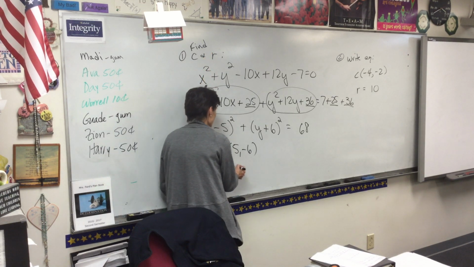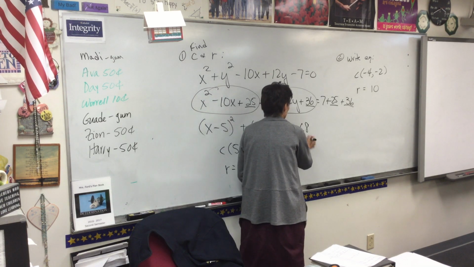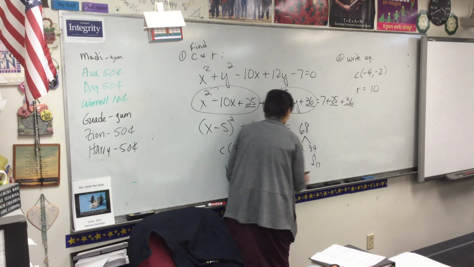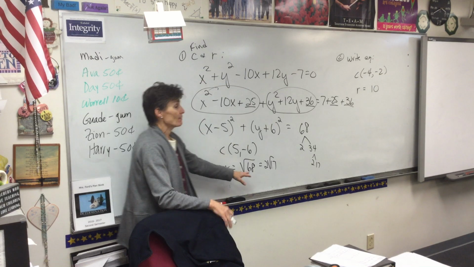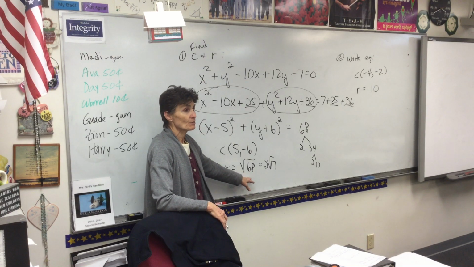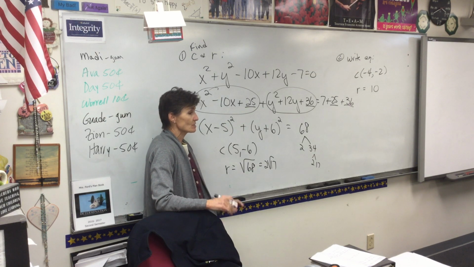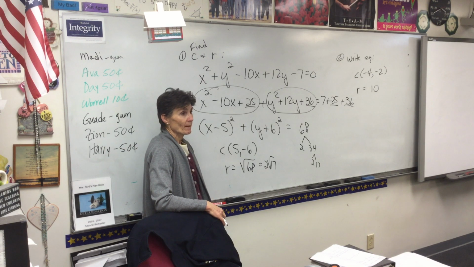And your radius is the square root of 68, which breaks down into 2 root 17. Yes, if your radius reduces, you need to reduce it. That's an answer, so you always want to have your answers be in reduced form. Any question about that?